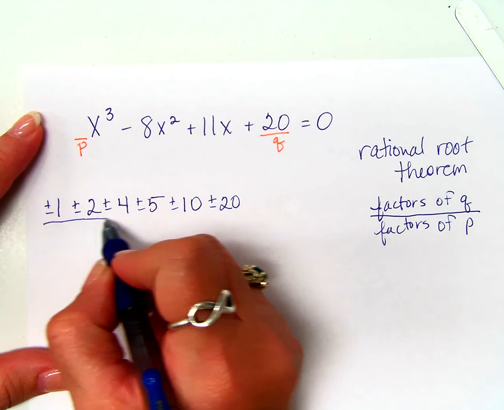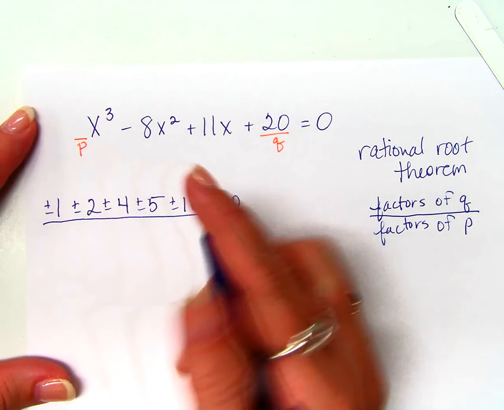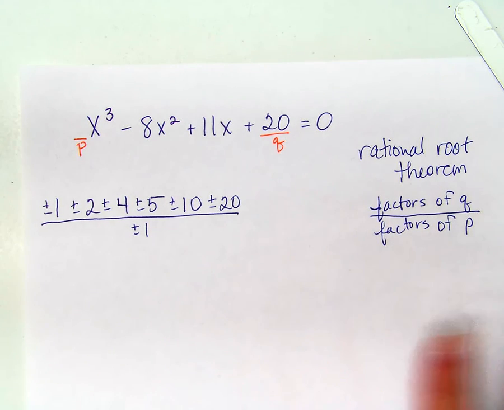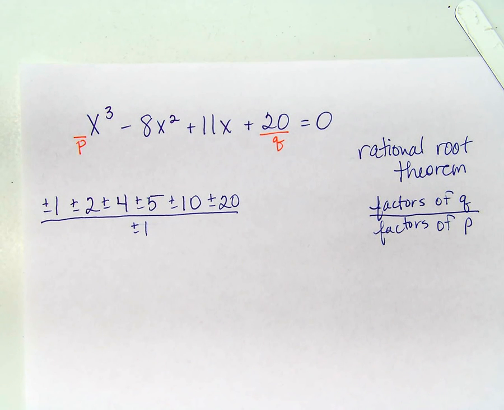Divided by the factors of P. Well, what are the factors of P? 1. Still positive and negative though, right? So now we just randomly start. I mean, this helps us, right? Instead of having an infinite amount of numbers, now we only have 12. Positive 1, negative 1, positive 2, negative 2, and so on, right? That's only 12 numbers. While it's still 12, it's way better than an infinite amount of numbers, isn't it?